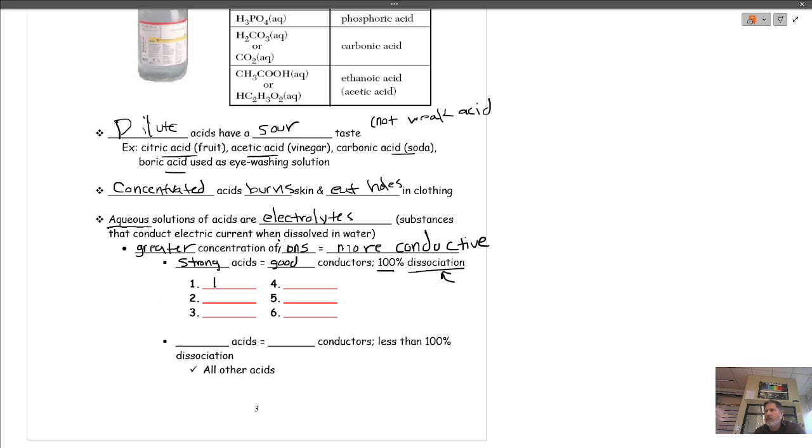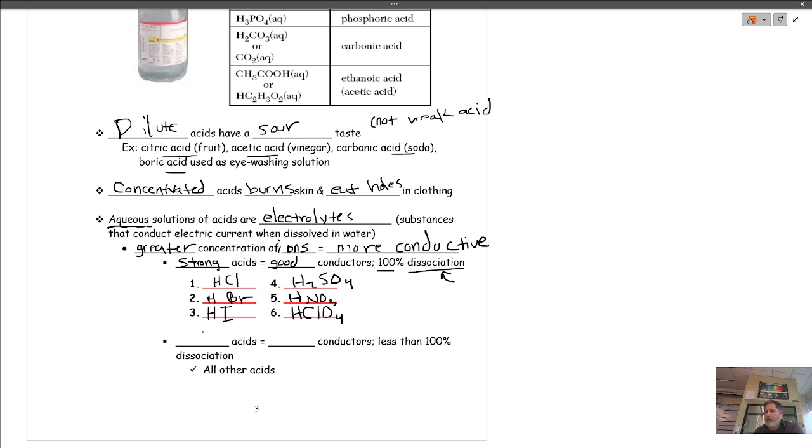So examples of those are HCl, which is the most common one we use in lab. Hydrobromic acid, so HBr. Hydrogen iodide, so hydroiodic acid, easiest to remember. And then sulfuric acid, H2SO4, and nitric acid, HNO3, and perchloric acid, HClO4.